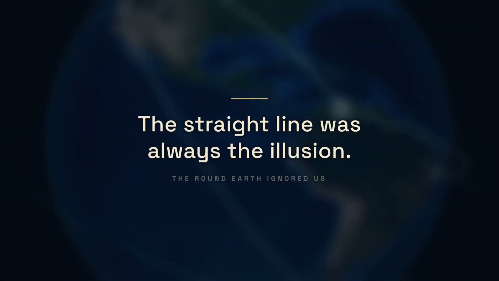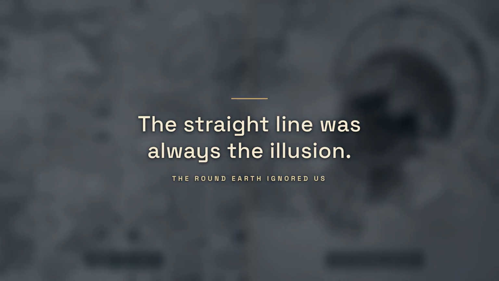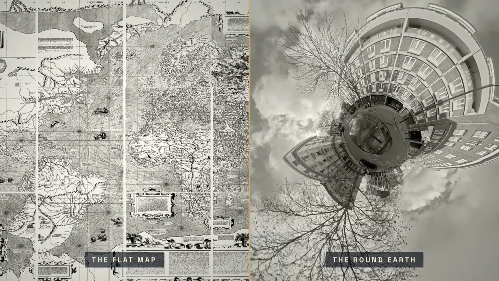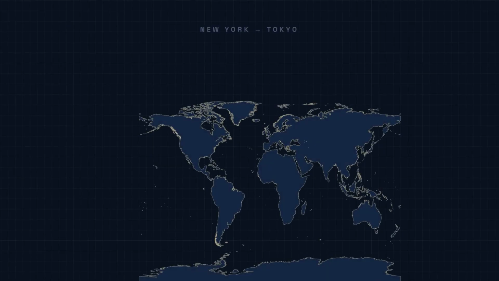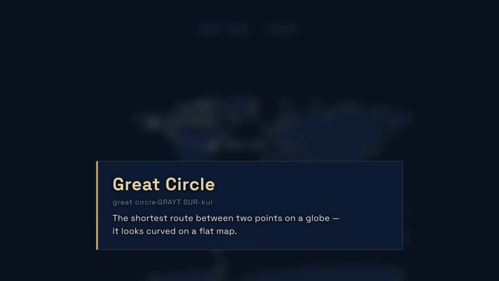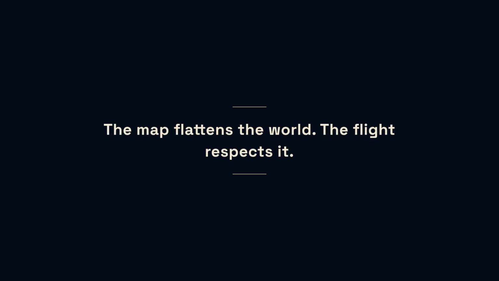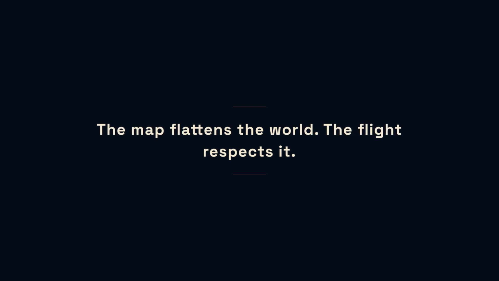The straight line was always the illusion. Flat maps taught us to expect it, and the round planet quietly ignored us. A pilot flying from New York to Tokyo is not lost over Alaska. They are riding the shortest real path across a spinning globe, tilting into the wind, staying near safe ground, threading the lanes of the sky. The map flattens the world. The flight respects it. And that is the quiet truth behind every curved route you will ever fly. The longest looking line is almost always the fastest, safest, smartest way home.